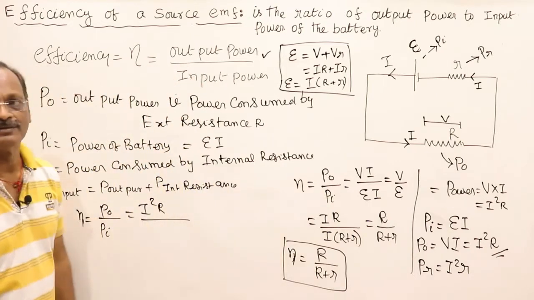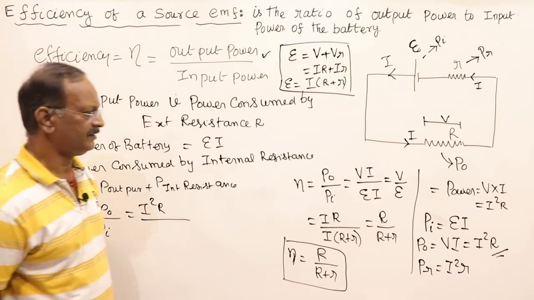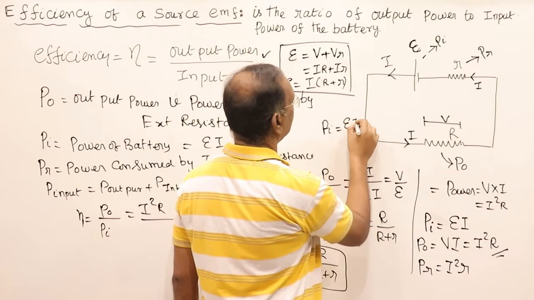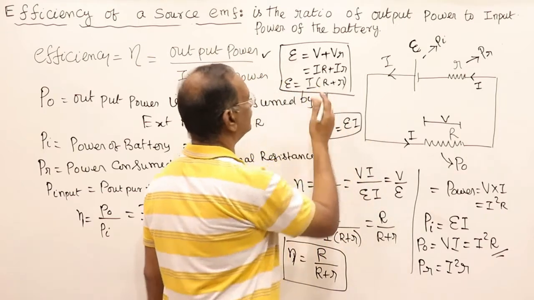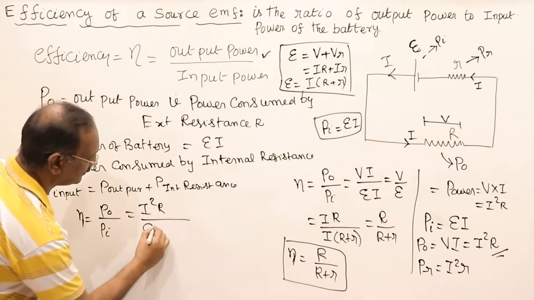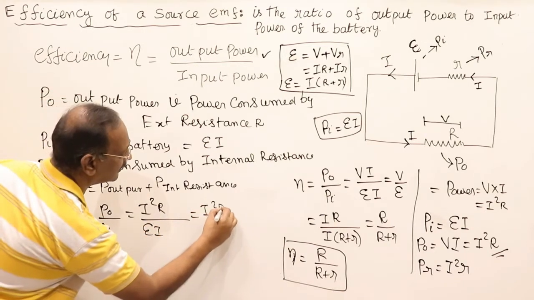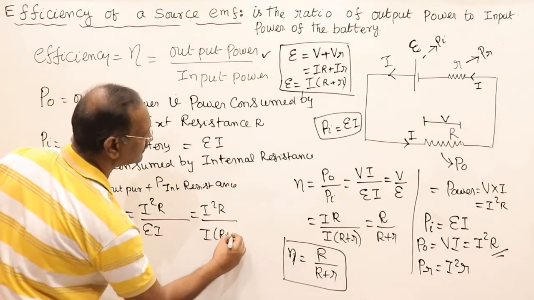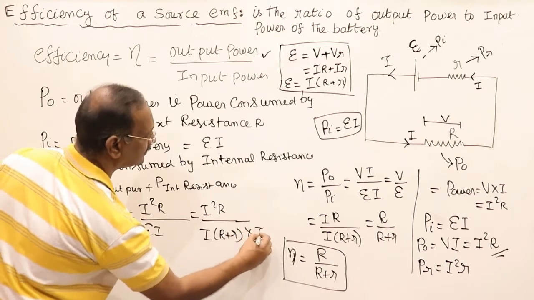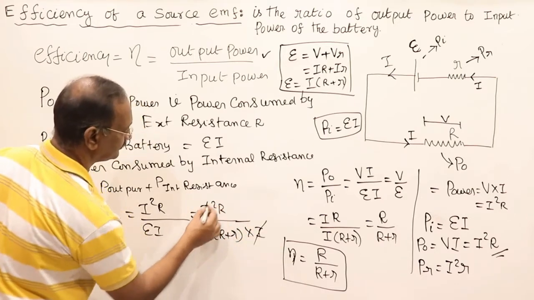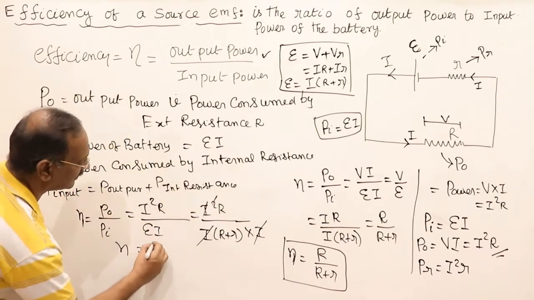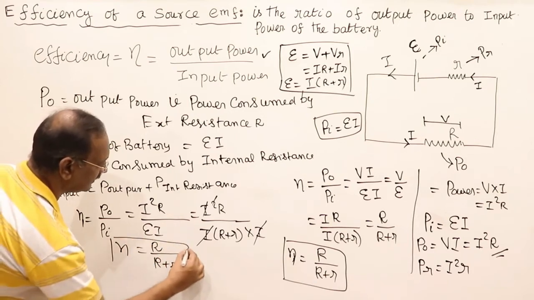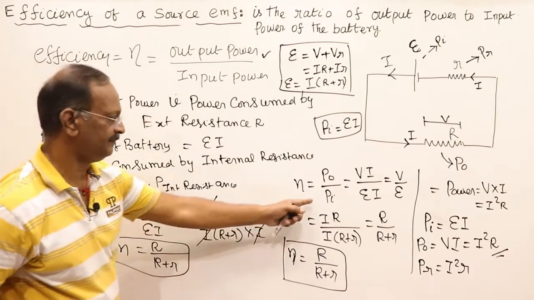P output is equal to I square R, and P input is equal to epsilon into I. So efficiency is I square R divided by epsilon into I, where epsilon is equal to I into R plus I into r. Cancelling this, efficiency can be given in this way also. So we can derive it this way or this way.